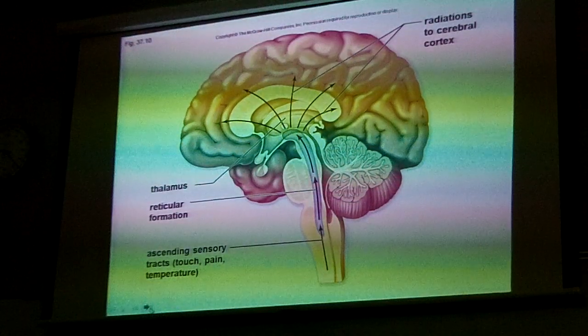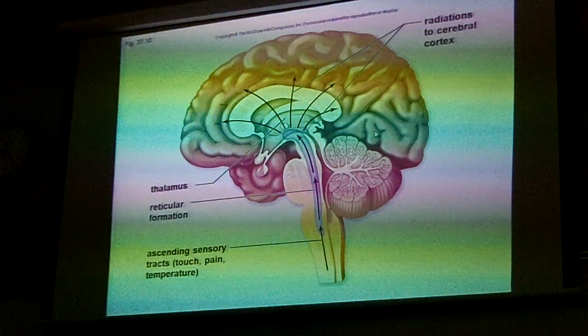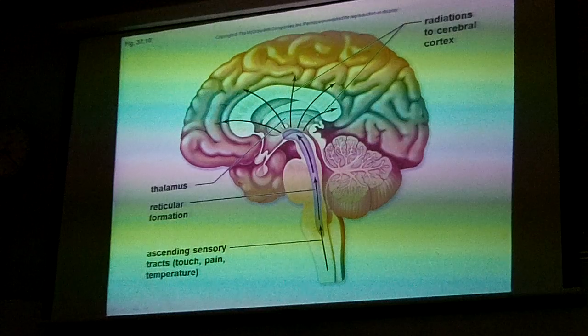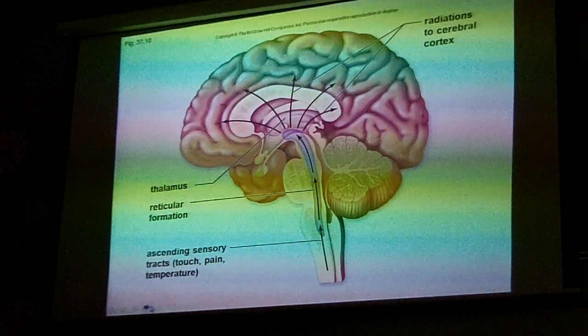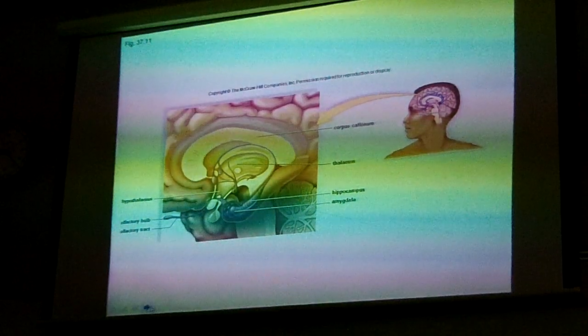Do you dream when you're in a coma? Usually not, because most dreaming happens up here, and usually this part is not doing anything. It would just be like blinky. That's scary.